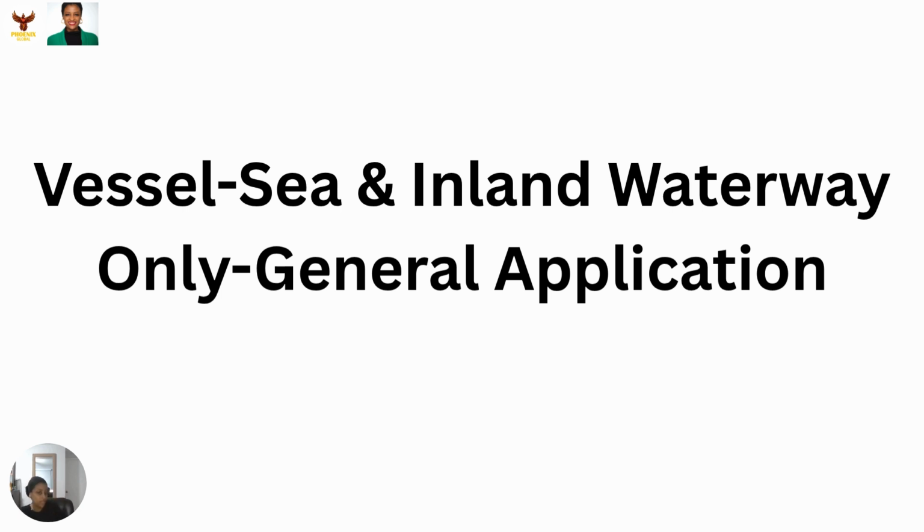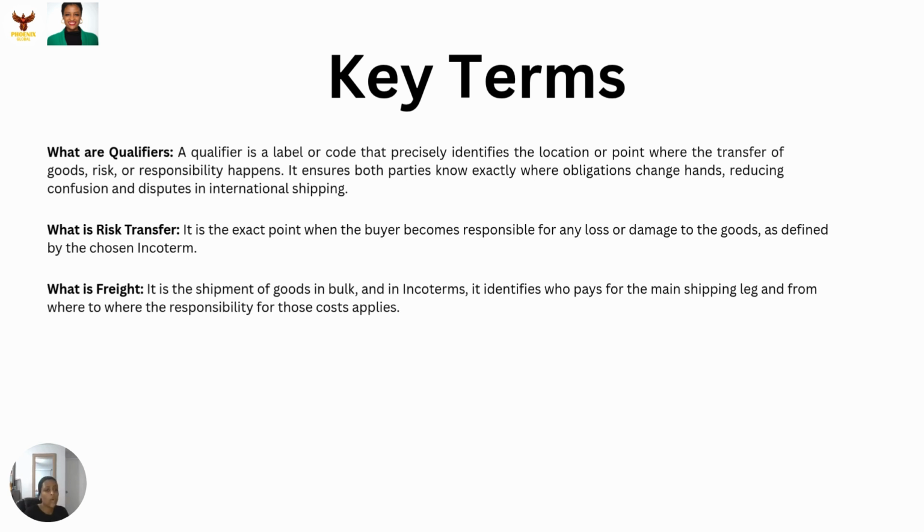So we're going to discuss the vessel, sea, and inland waterway general application. Key terms. What are qualifiers? A qualifier is a label or code that precisely identifies the location or point where the transfer of goods, risk, or responsibility happens. It ensures both parties know exactly where obligation changes hands, reducing confusion and disputes in international shipping. What is risk transfer? It is the exact point when the buyer becomes responsible for any loss or damage to the goods as defined by the chosen Incoterm. What is freight? It is the shipment of goods in bulk, and Incoterms identify who pays for the main shipping leg, from where to where responsibility for those costs applies.